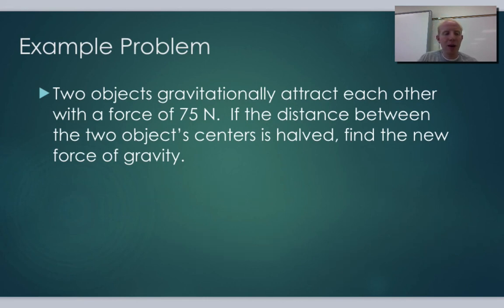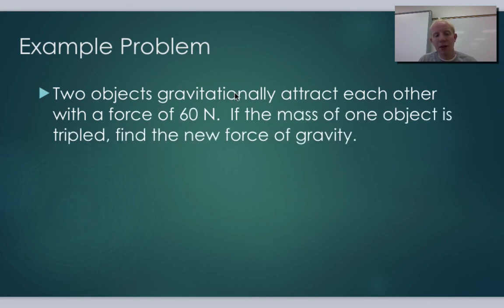All right, let's do one more problem. Again, just seeing scenarios, and then hopefully this will help you get this down. Two objects gravitationally attract each other with a force of 60 newtons. The mass of one object is tripled. Find the new force of gravity. So F equals 60 newtons.